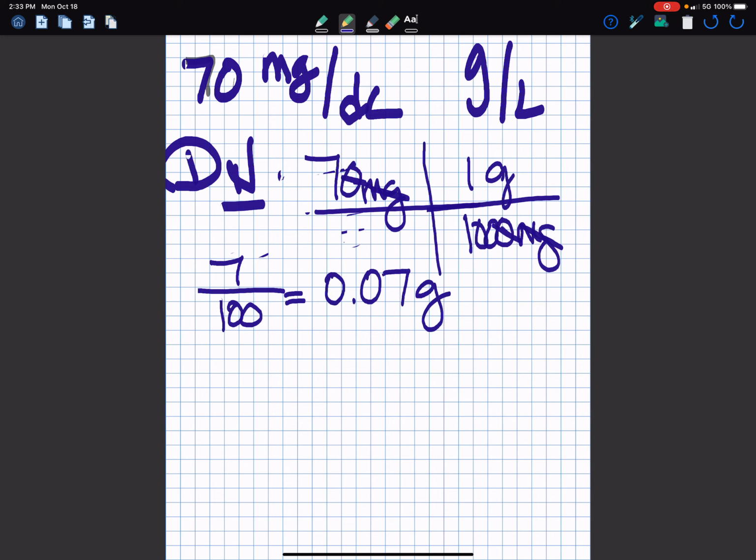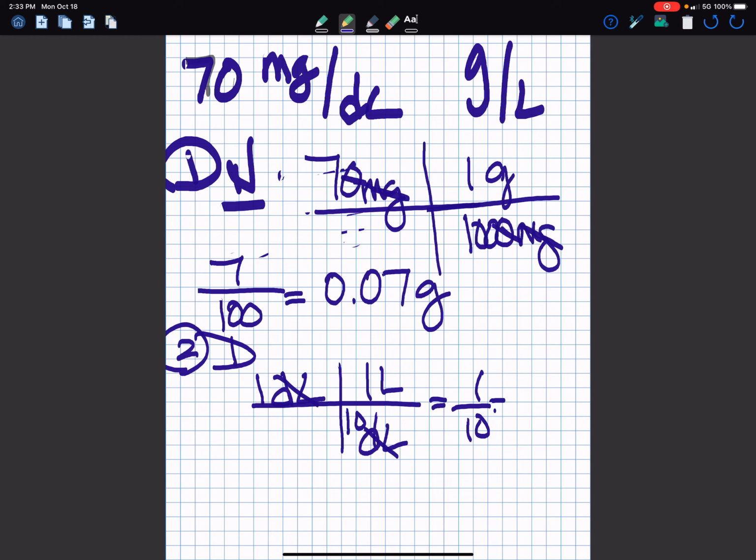Okay, so the numerator's done. Second part is the denominator. We're going from 1 deciliter to liter, right? So I need to get rid of my deciliter, and it's going to take 10 deciliters to equal 1 liter. Deciliters cancel, all right, which leaves me 1 divided by 10, which leaves me 0.01 liters. But that's not per 1 liter. That's 1/10 of a liter. I need it per liter.